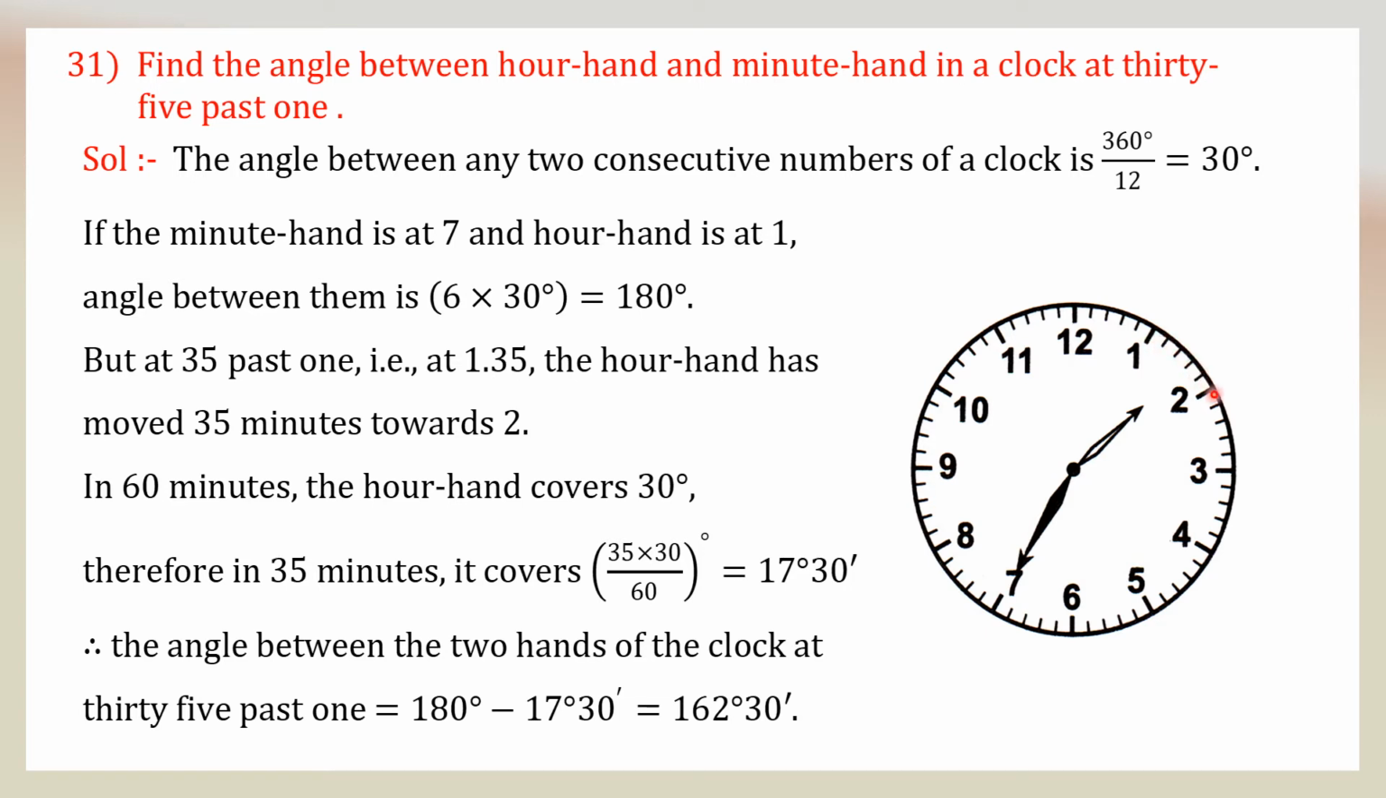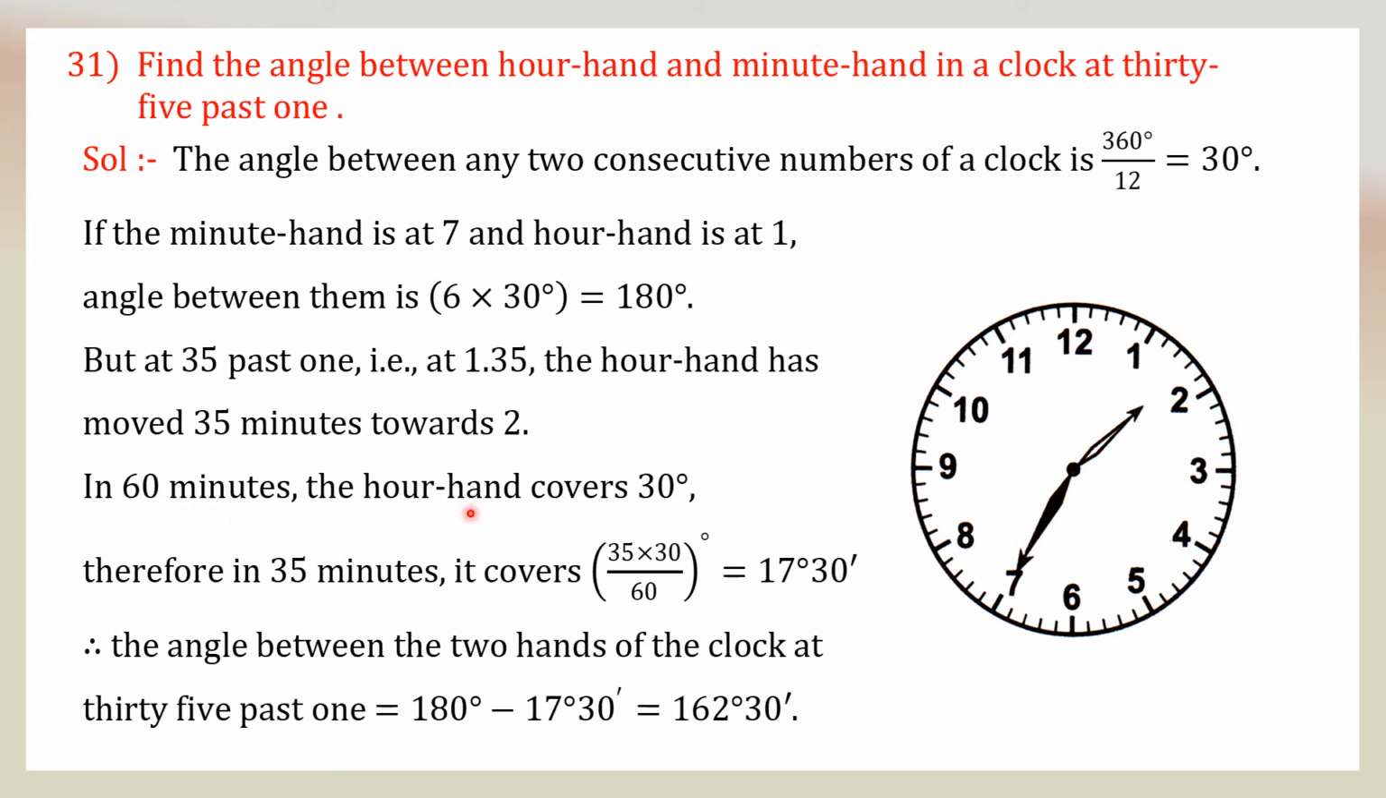We find it first: 30 plus 30 is 60, plus 30 is 90, plus 30 is 120, plus 30 is 150, plus 30 is 180. That means 6 into 30 degrees equal to 180 degrees, the angle between 1 and 7. But at 35 past 1, meaning 1 hour and 35 minutes, the hour hand has moved 35 minutes towards 2. Then find the angle of the hour hand in 35 minutes.